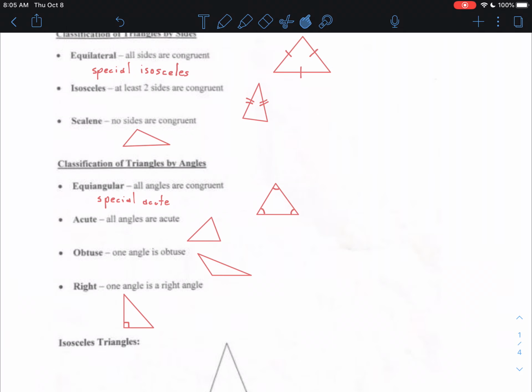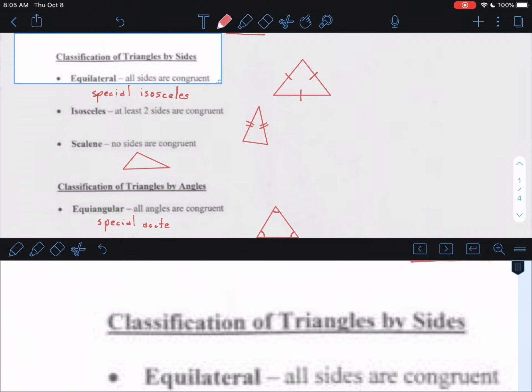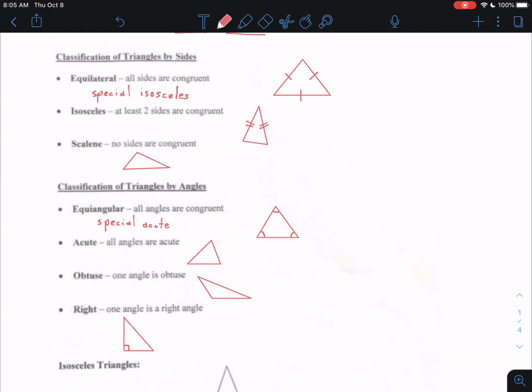And that brings me to my next point. So if all three angles of the triangle are the same, so if it's equiangular, then it has to be equilateral as well. The two must always coexist. Equiangular and equilateral go hand in hand.